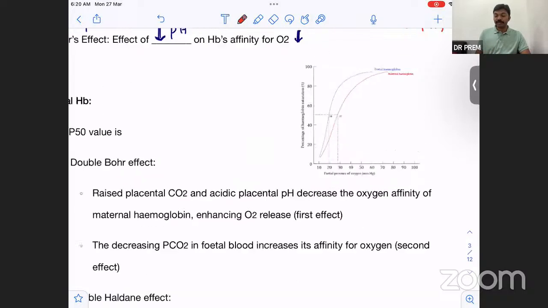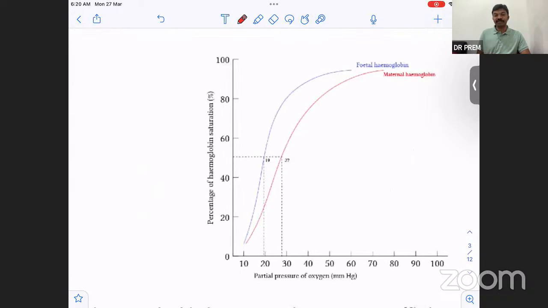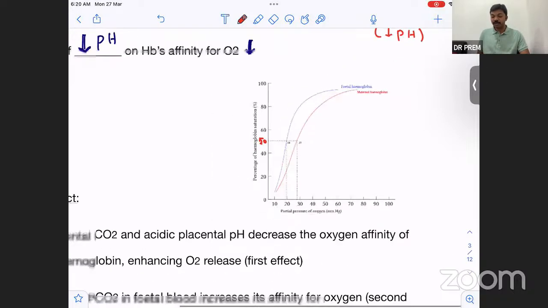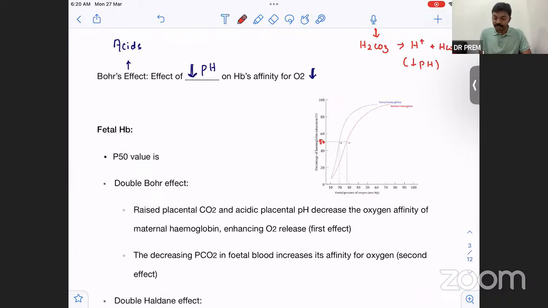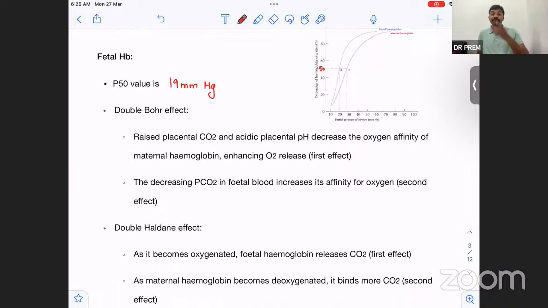When it comes to fetal hemoglobin, you have the picture right in front of you. You can clearly see P50, isn't it? 50% of hemoglobin is saturated at a value of 19 millimeters of mercury, doctors. The P50 value for fetal hemoglobin is going to be 19 millimeters of mercury. And fetal hemoglobin displays a very phenomenal effect called double Bohr effect and double Haldane effect.